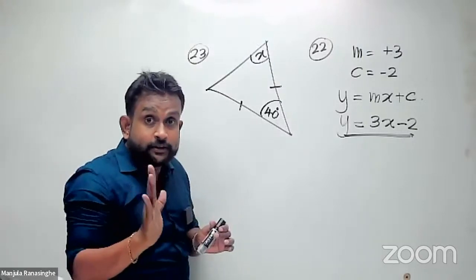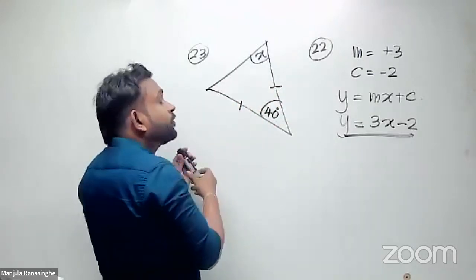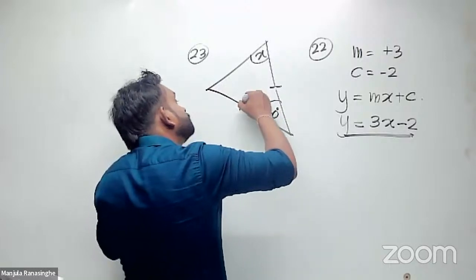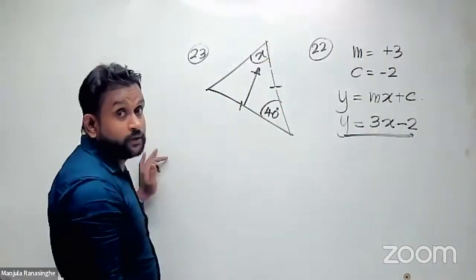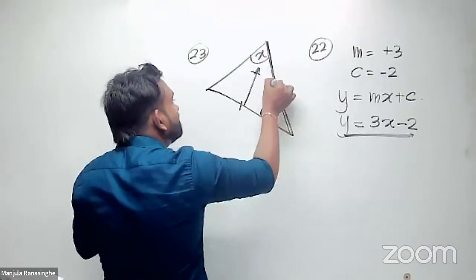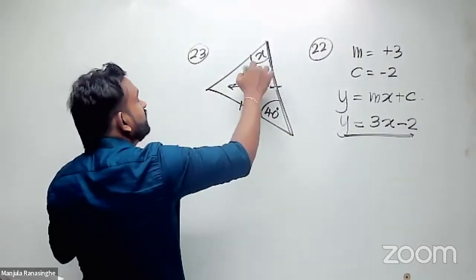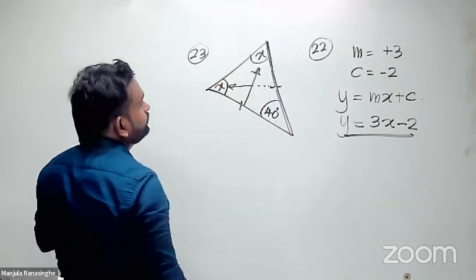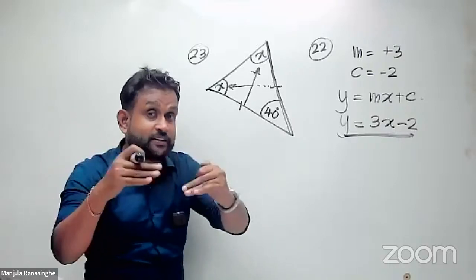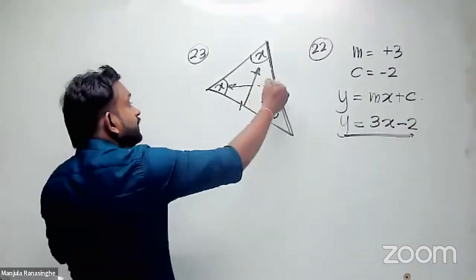So remember that if two sides of a triangle are equal, the angle in front of that side, the opposite angle, is also equal. This is the side, and the angle opposite to that side is x. And for the other side, the angle opposite to it is here. So that means these two angles are equal. If it is x, here also x. If two sides are equal, the angles opposite to those sides are equal, right?